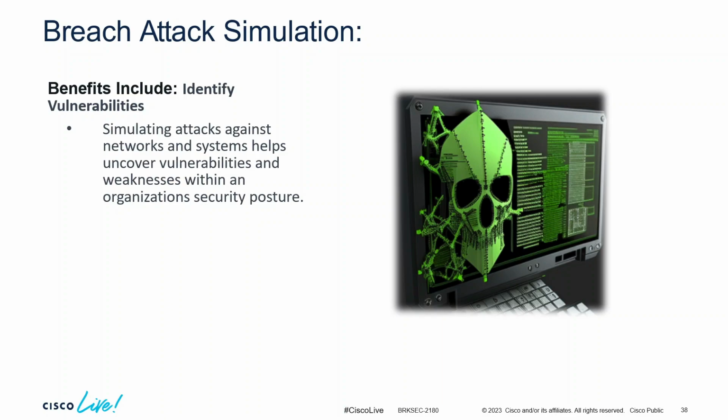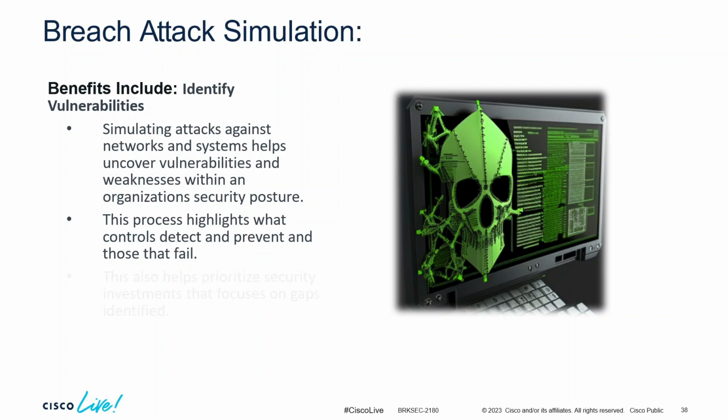Simulating the attacks against networks and systems helps us uncover those vulnerabilities and the weaknesses within our security posture. This process highlights what controls detect and prevent and those that fail. And I think that's the most important piece. We want to know what fails. We want to be able to at least, at a minimum, detect. Ultimately, we'd love to be able to prevent 100% of everything. Reality is, well, we can't. Now, this also helps us prioritize security investments. If we highlight the adversaries that are targeting us and we see some significant weaknesses that we can't overcome, well, maybe that's where our investments should go from a security perspective.